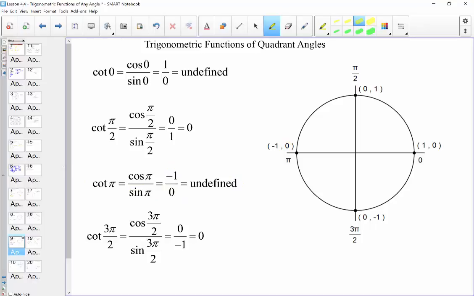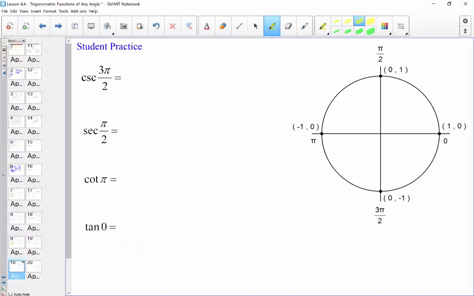Finally, we have the cotangent of 3 pi over 2, which is equal to the cosine of 3 pi over 2 over the sine of 3 pi over 2. The cosine of 3 pi over 2 is 0 because that's the x-coordinate where 3 pi over 2 intersects the unit circle. And the sine of 3 pi over 2 is negative 1 because that is the y-coordinate where 3 pi over 2 intersects the unit circle. So we have 0 over negative 1, which simplifies to 0. Go ahead and pause the video now and try these problems on your own.